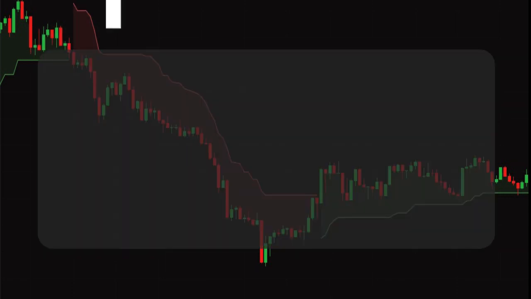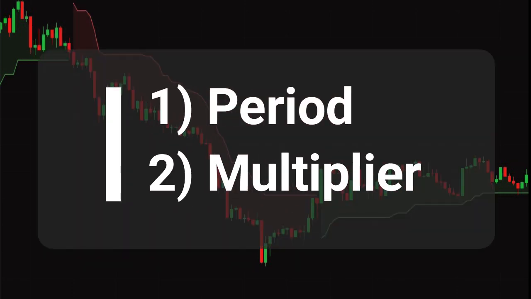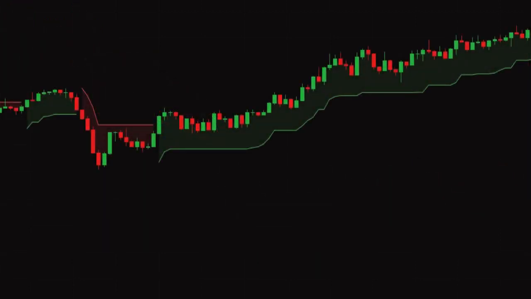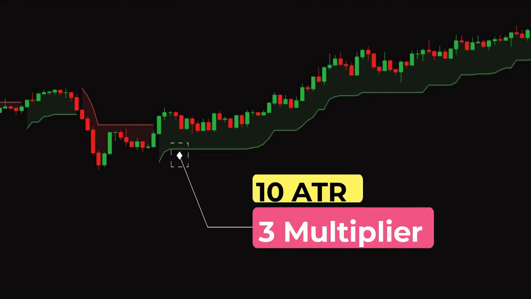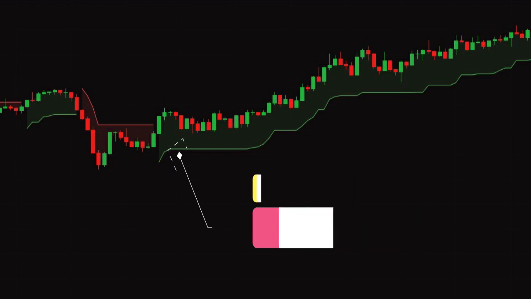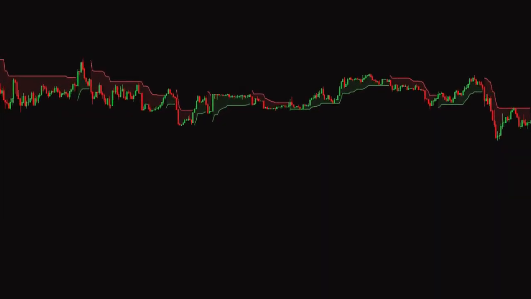This indicator works on only two parameters, period and multiplier. Most traders usually use 10 periods, average true range, and 3 multipliers. ATR plays a crucial role in this indicator since it is used to compute a value, and based on that, the degree of price volatility can be tracked.